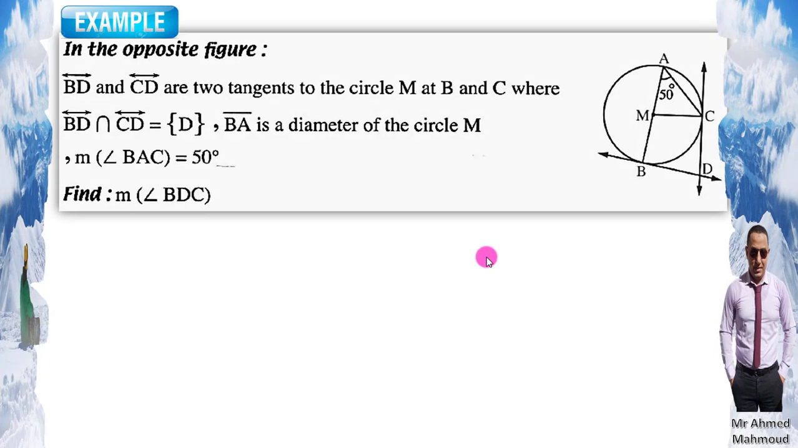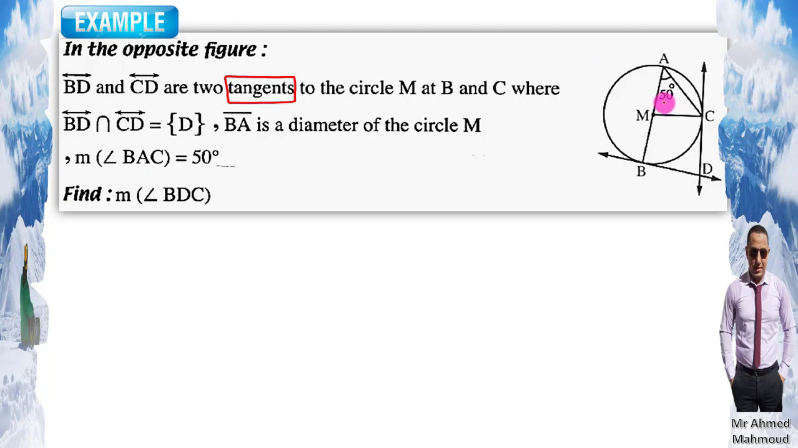In this example, as we see, BD and CD are two tangents. As we see, it's a very important part in دول two tangents. Okay. At the points B and C, okay, BA is a diameter زي ما احنا شايفين. طيب of the circle M, measure angle BAC equal 50 degrees.